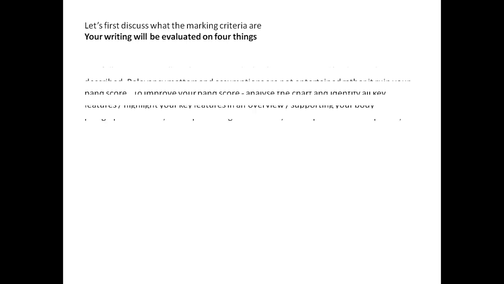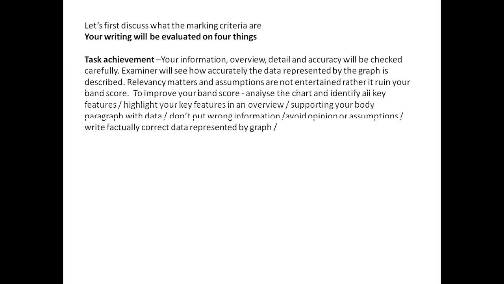So let's first discuss what the marking criteria are, because it's important to know, and you should be very careful about it. Your writing will be evaluated on 4 things. The first thing is task achievement. Task achievement means your information, overview, detail, and accuracy will be checked carefully. The examiner will see how accurately the data represented by the graph is described. Relevancy matters, and assumptions are not entertained. Rather, it ruins your band score.